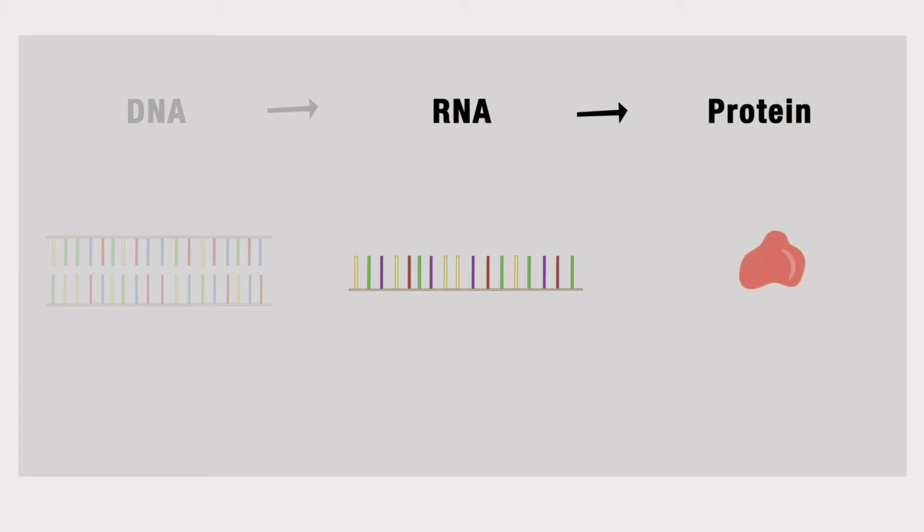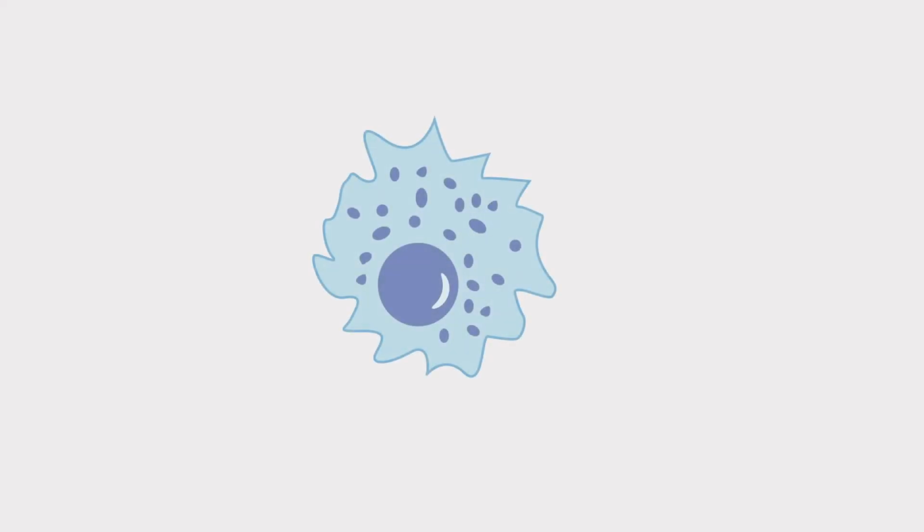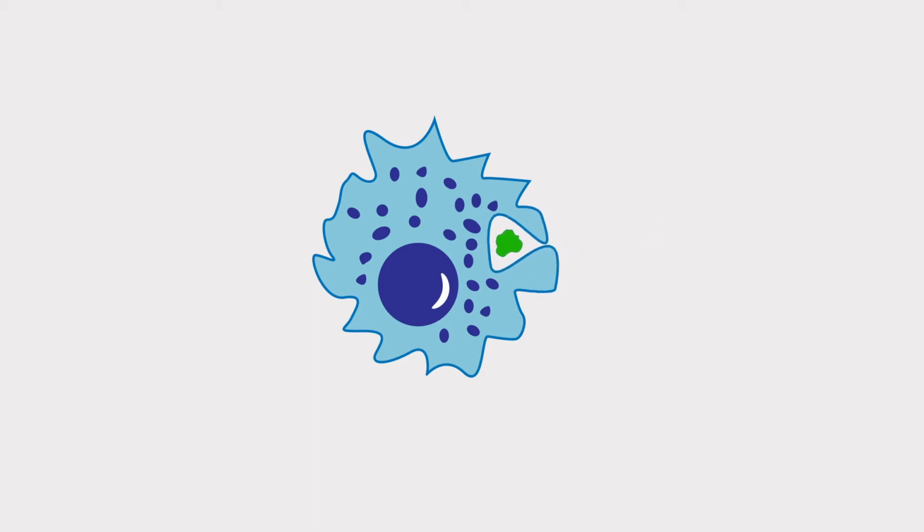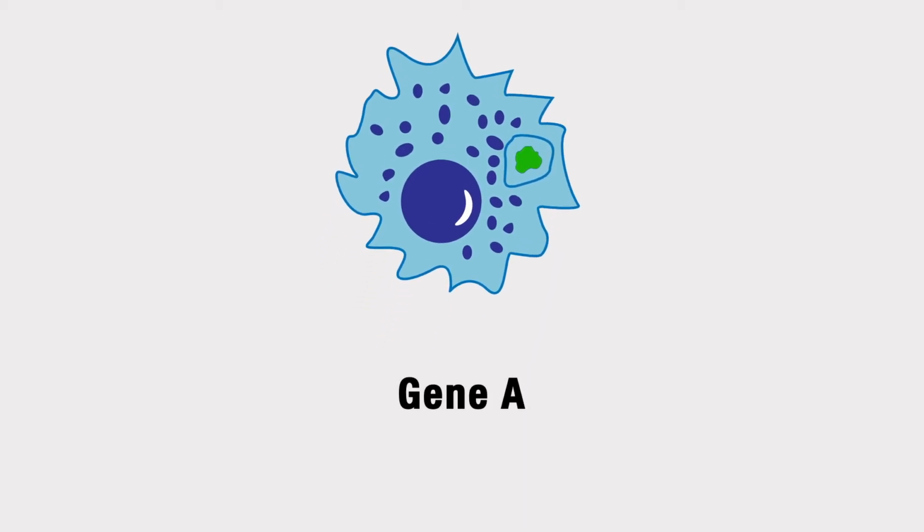Let's take a look at an example of how scientists can analyze the RNA inside of a cell. Let's say we're researchers interested in understanding how the cells of our immune system change with age. Our research team is specifically interested in studying macrophages, which are a critically important type of white blood cell that find and destroy foreign pathogens around the body. We've identified a gene, let's call it gene A, that's involved in the process of breaking down a pathogen once the macrophage has engulfed it.